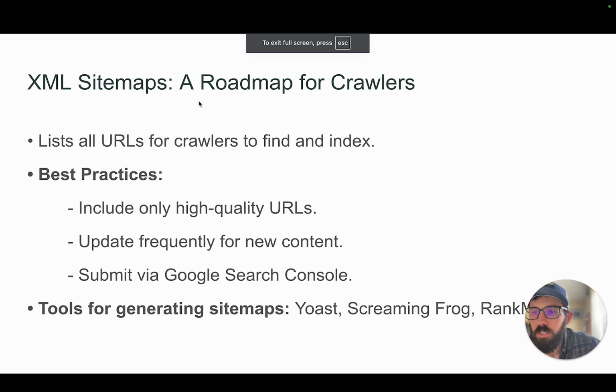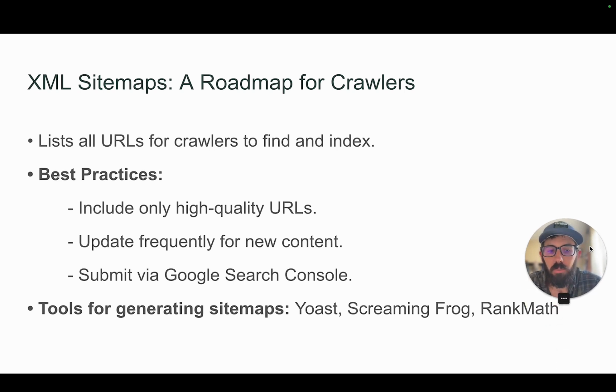Coming back in here, we touched on this briefly, but XML sitemaps. So this is a roadmap for crawlers that lists all of the URLs that we want a search engine to find. And so it helps to lay it out cleanly. Ideally, you're only including high quality URLs. You're only including the links and the URLs that you want in there. You want to update that, so for new content, I would recommend using a plugin to help create this, because then it will be updated automatically. Otherwise, it's a bit of a pain if you're making a lot of updates to your website to go and update that. And then you want to submit it to Google Search Console.